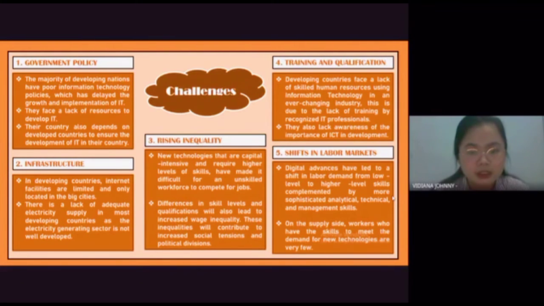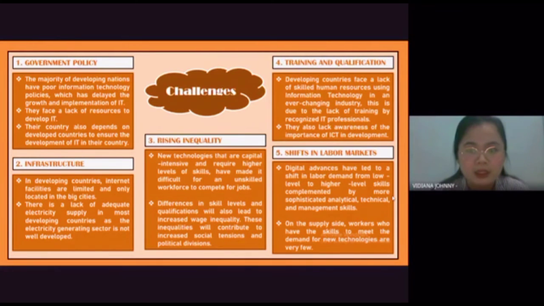Thirdly, rising inequality. New technologies that are capital intensive and require a higher level of skills have made it difficult for an unskilled workforce to compete for jobs. Differences in skill levels and qualifications will also lead to increased wage inequality. This inequality will contribute to increased social tension and political divisions.